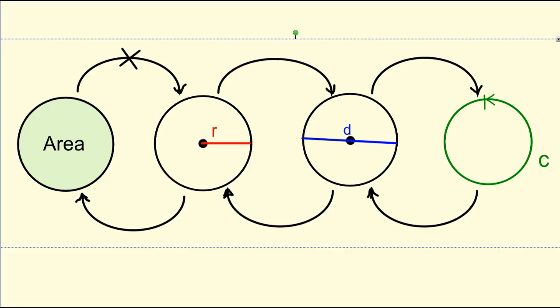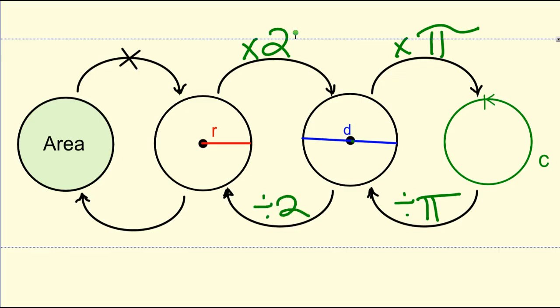We already know radius gets doubled or multiplied by 2 to get diameter. Diameter times pi to get the circumference. Working backwards, if I have the circumference, divide by pi to get the diameter. And diameter divided by 2, or cut in half, gives you the radius. So that was all in a previous video. Let's talk now, how do I get to area?